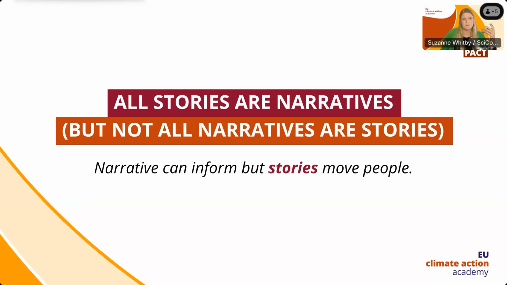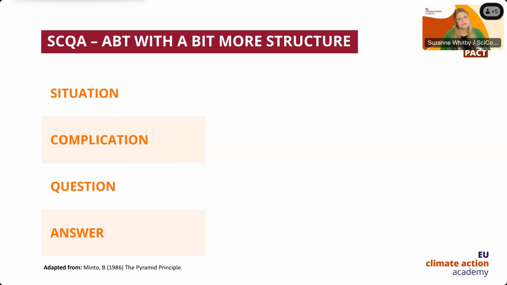So I find when I'm working with local activists that this ABT structure is really useful, super simple, right? When I'm working with scientists and researchers, what I find is they want to have more structure. They want to have something that represents some of the writing that they already do. And what we're going to look at here is something called the SCQA. So the SCQA is situation, complication, question, and answer. It is very similar to the ABT, as you'll see.